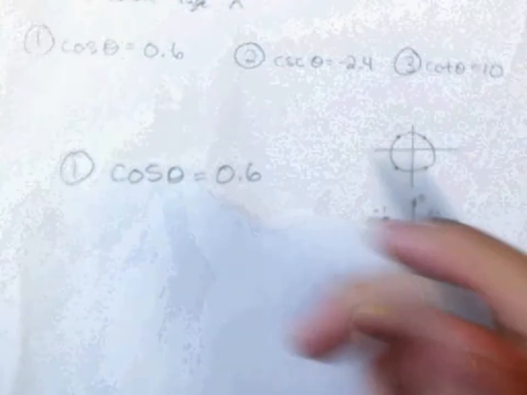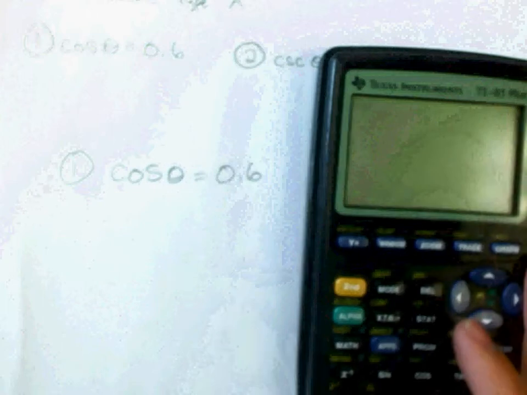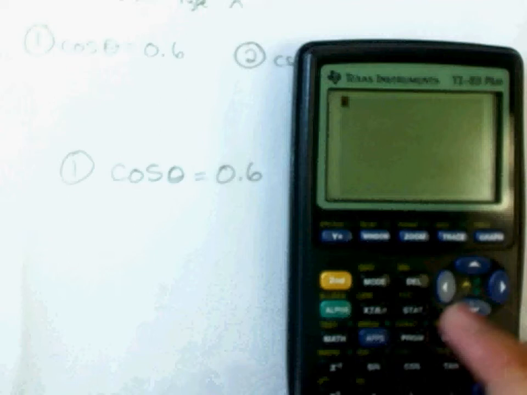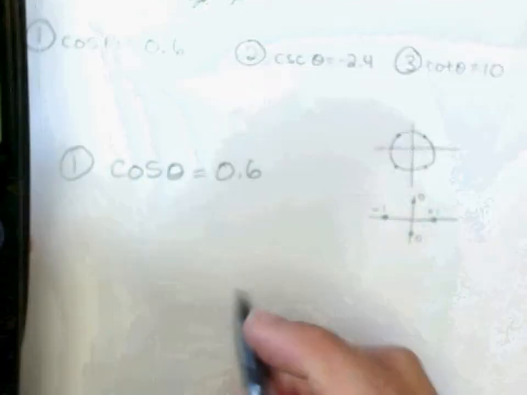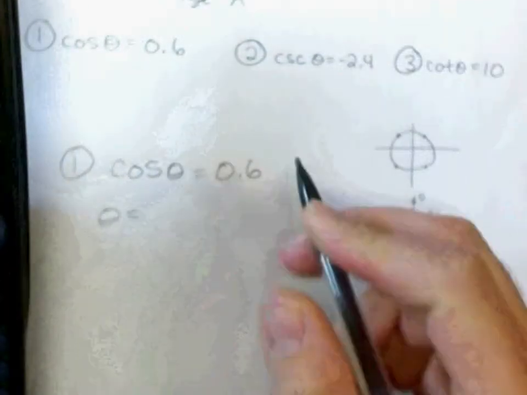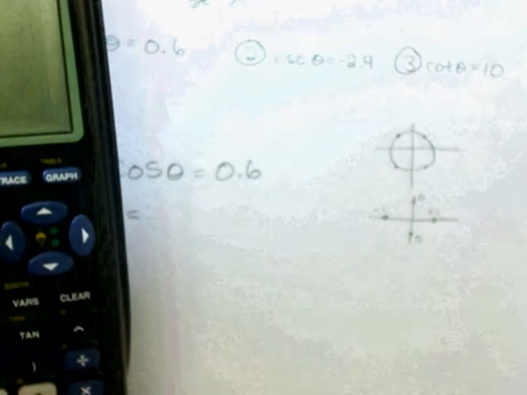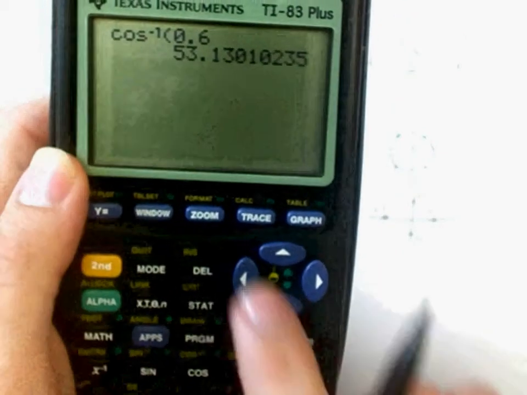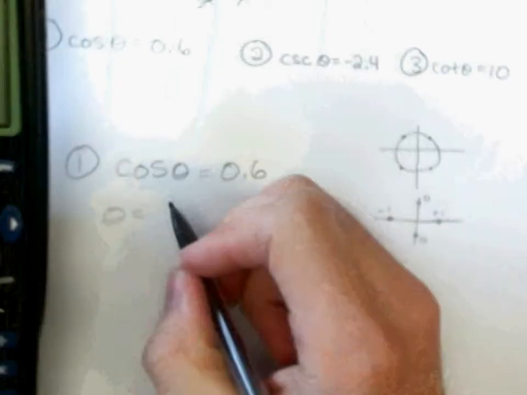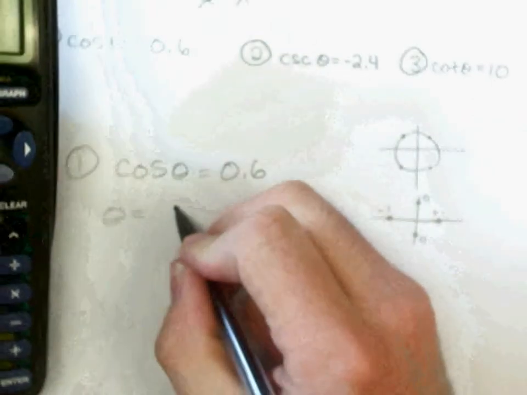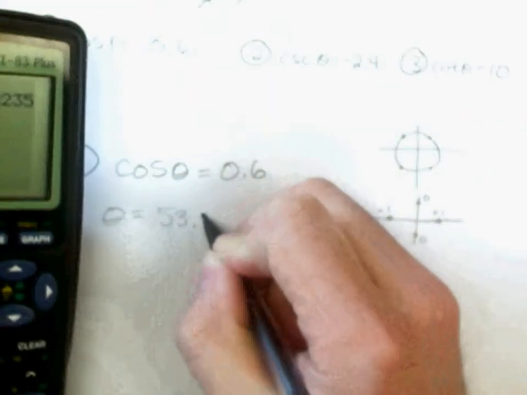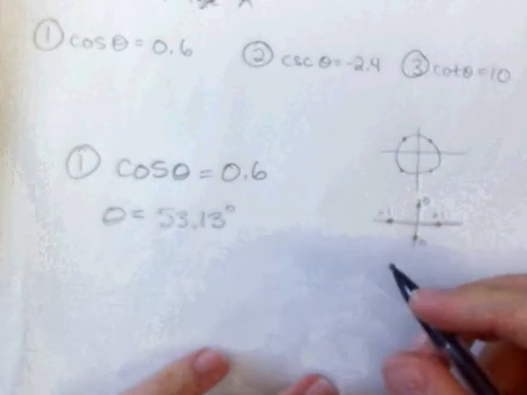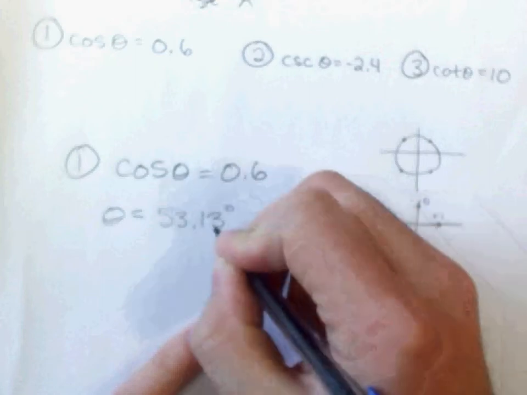Okay. To get our first answer, you are typically going to want to use a calculator. Some of these you can do just from what you remember about the unit circle, but most of the time you're going to want to use inverse cosine. So for this one, to get my first theta, I'm going to use inverse cosine of 0.6 in my calculator, hit enter, and it gives me this number. This is in degrees. So this means one of my thetas is 53.13 degrees.